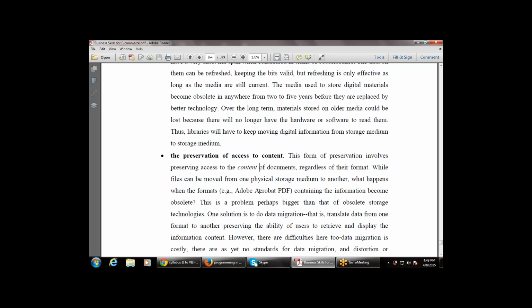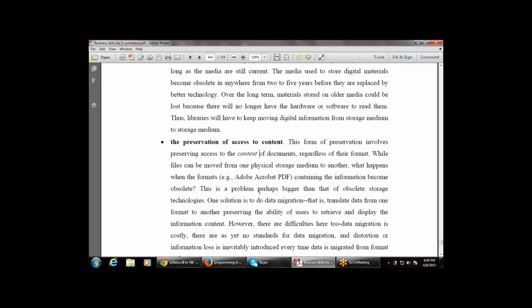Then, preservation of access to content. That is how to access the content. That is the next part. This form of preservation involves preserving access to the contents of documents regardless of their format. While files can be moved from one physical storage media to another, what happens when formats like Adobe Acrobat PDF containing the information become obsolete?